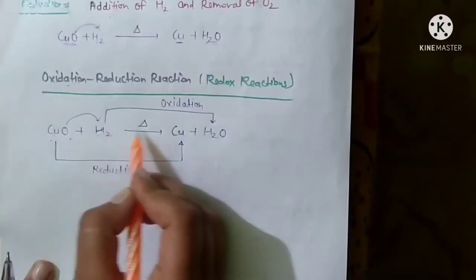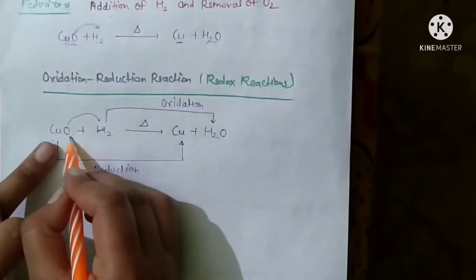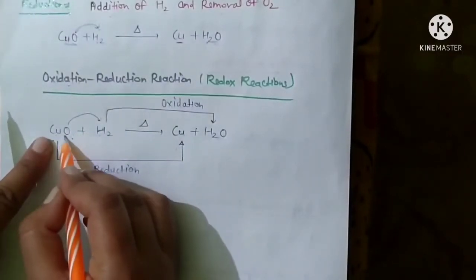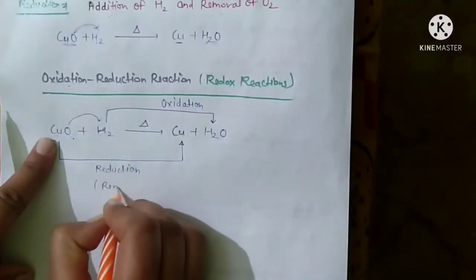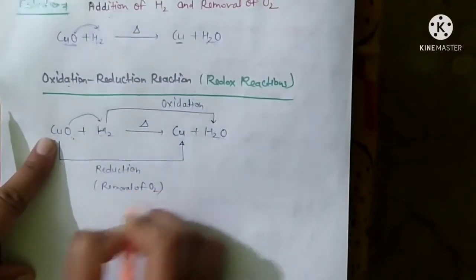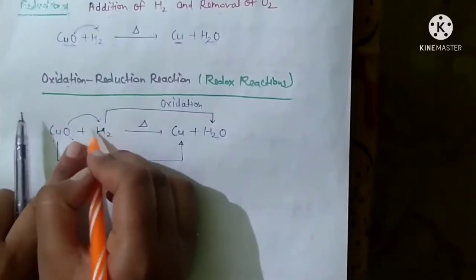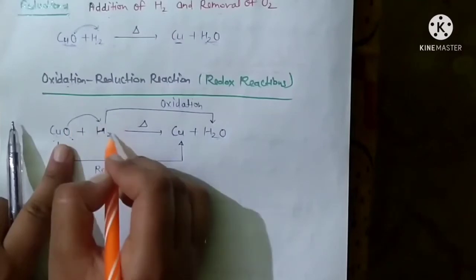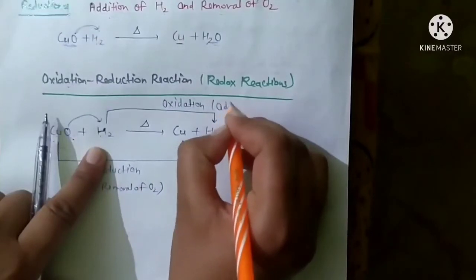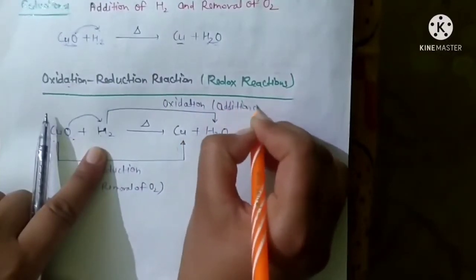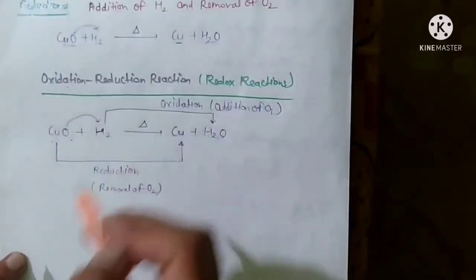This is an example of redox reaction. Copper oxide plus hydrogen, when we heat it, forms copper and H2O. So here is copper oxide. When copper oxide removes oxygen, it forms copper. So here reduction takes place, removal of oxygen. While hydrogen adds with oxygen and forms H2O. So here oxidation takes place. Addition of oxygen is called oxidation. So this is your redox reaction.